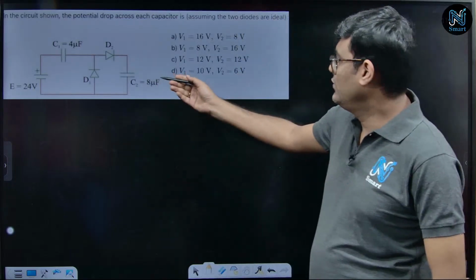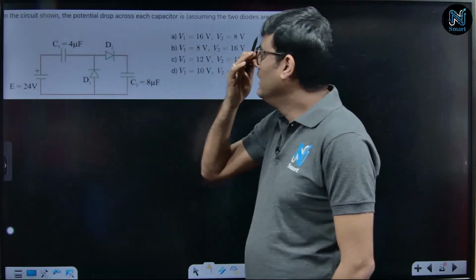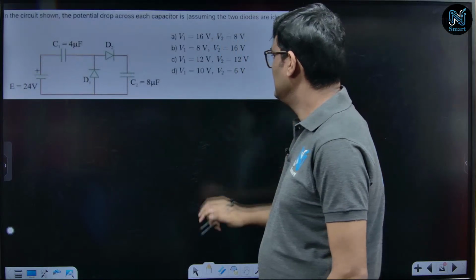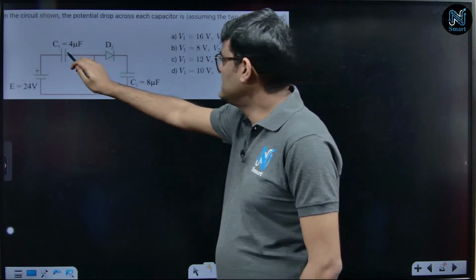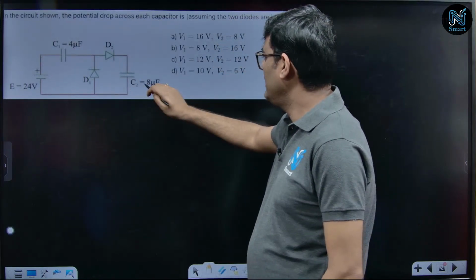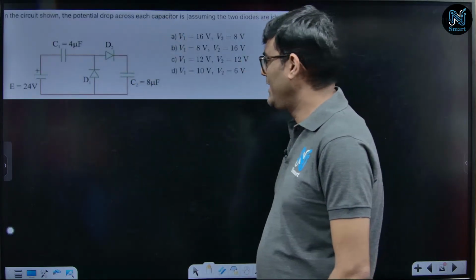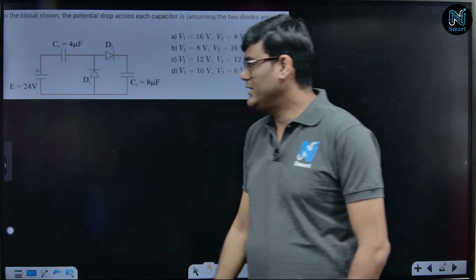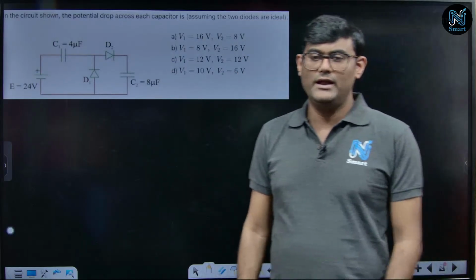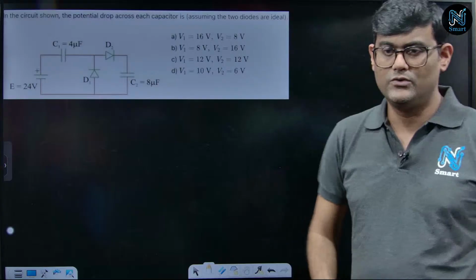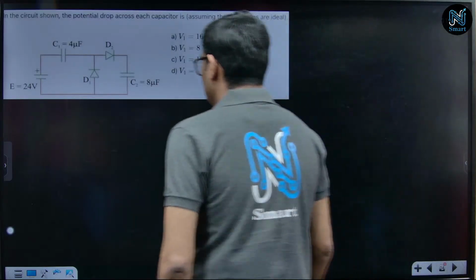Next question, we have some capacitors here. In the circuit, what is the potential drop across each capacitor? There are two capacitors, one is 4 microfarad, another is 8 microfarad. Two diodes are there. I will consider the diodes to be ideal. One battery of voltage 24 volt is given. I need to calculate the potential difference across the capacitors. How do I calculate that? Let us come to the solution.